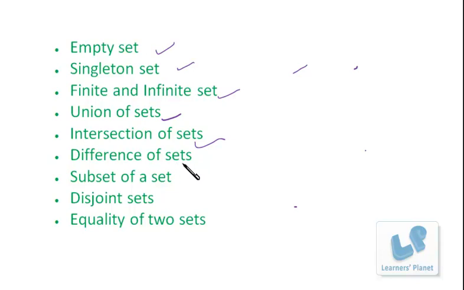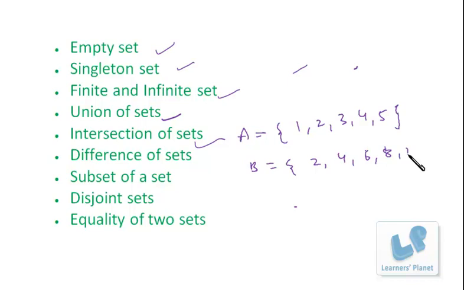Now next is difference of sets. Suppose I have a set A, the elements are 1, 2, 3, 4 and 5, and I have a set B with the elements 2, 4, 6, 8 and 10. Now difference of sets is what? A minus B, right? Now what will A minus B be? The elements which are there in A but not there in B, right? So we have to eliminate the elements which are there in B.